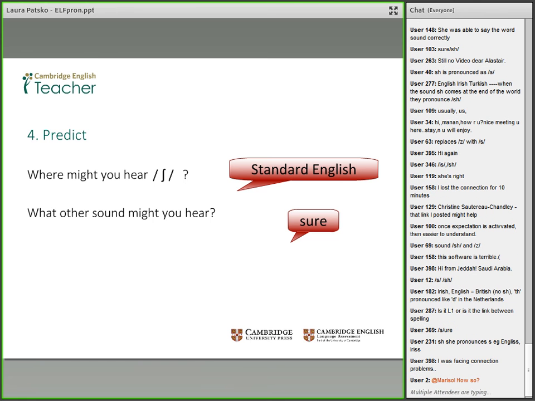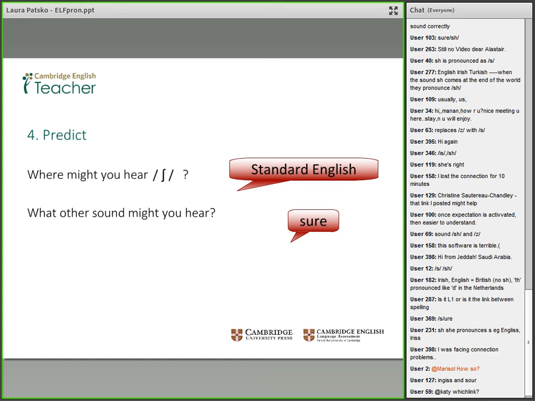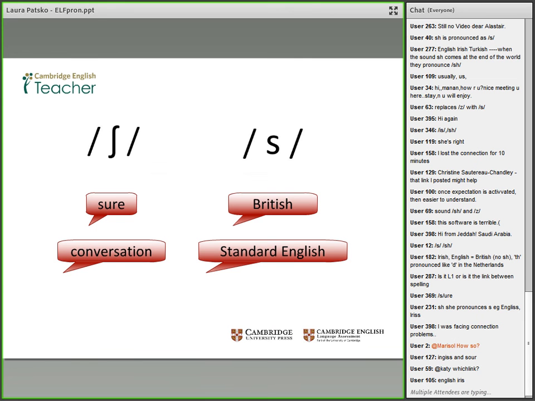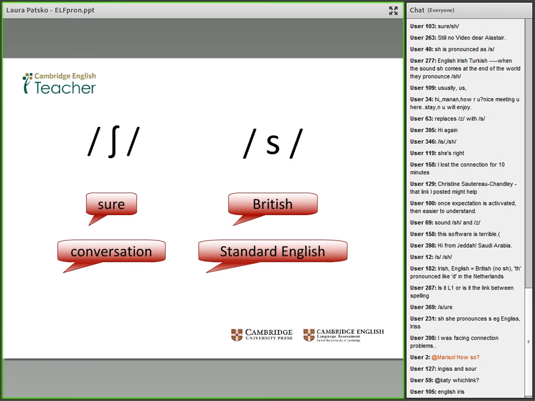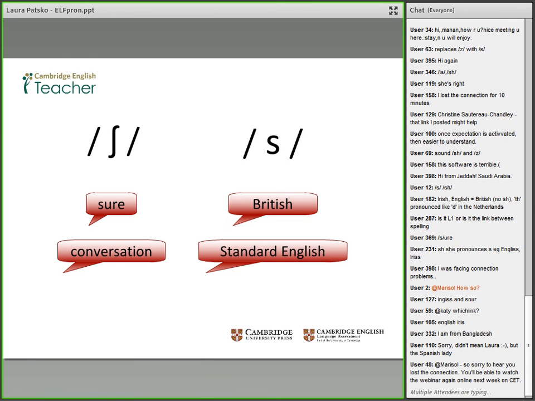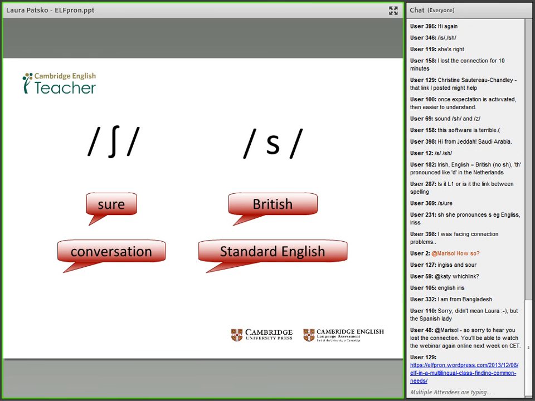Now I'm going to skip the thorough feedback that I would normally do with my students. Again, because of the webinar format, and there's so many of you, this would be a little bit complicated. But I hope that you've heard that during the clip, she said a sound which was very close to sh in the words sure and conversation. And in the phrases standard English and British, her pronunciation was a little bit closer to s.